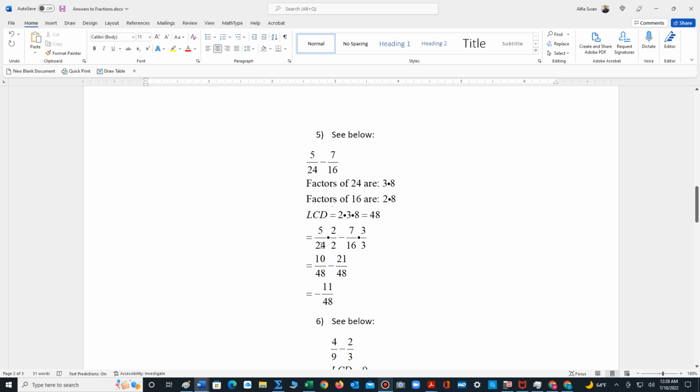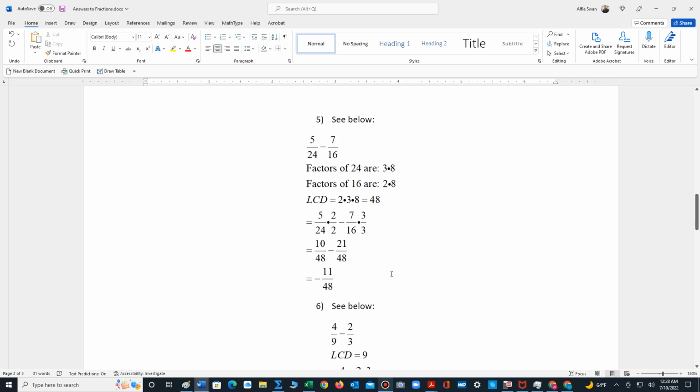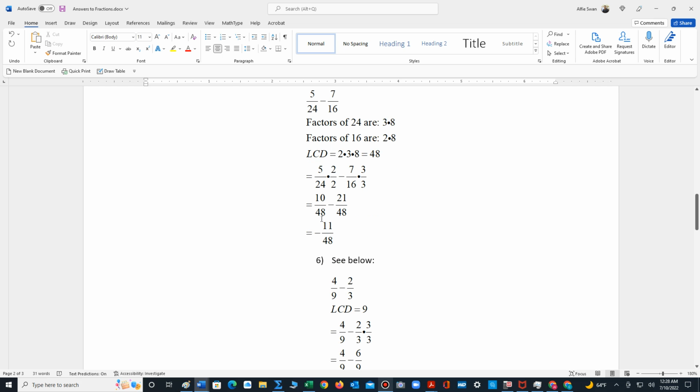We take the first fraction. We need the denominator to equal the LCD of 48, so we have to multiply 2 with the denominator and numerator. Similarly, for 16, we need to convert this to 48, so that means we multiply 3 with the denominator and numerator. We end up with 10 out of 48 minus 21 out of 48. Now subtract 10 and 21 to get negative 11 over 48.